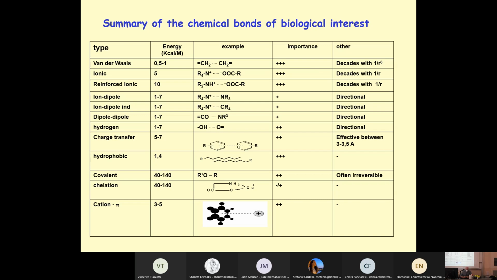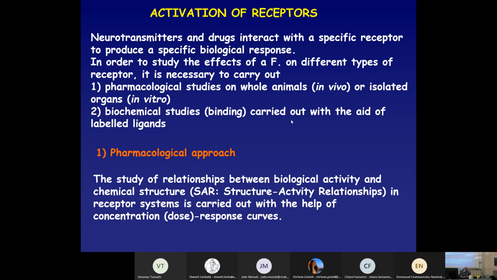So here you have a summary of the different chemical bond types, the energy, examples, importance, and other information. You see the most important: van der Waals, ionic, ionic reinforced with hydrogen bond, hydrophobic, cation-pi, charge transfer, and hydrogen bonds. Okay. Do you have any questions about the bonds here, atoms? Nothing?